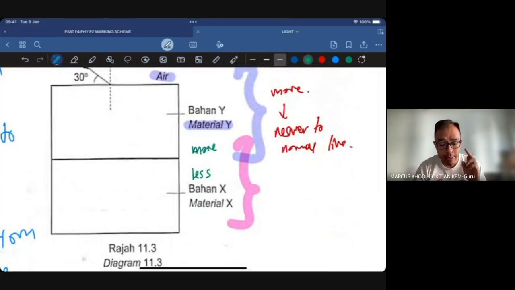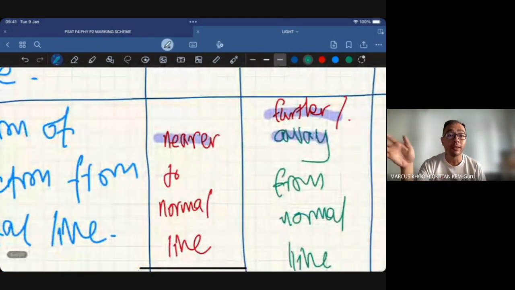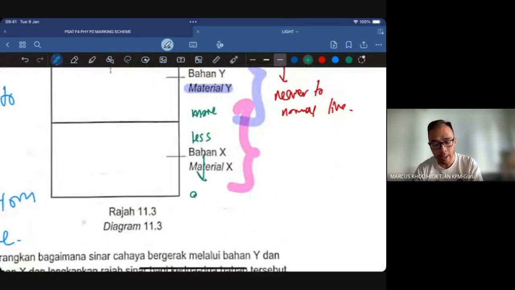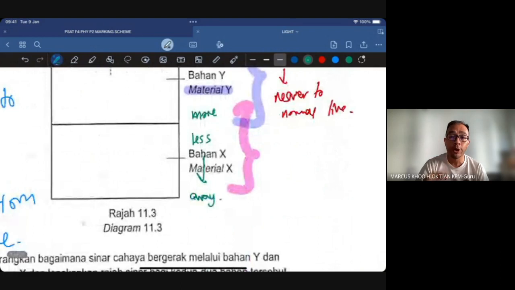And so, since it's going from more to less, take a look at this. More to less means it's going to go further from the normal line, or away from the normal line. Okay, so when you have that in mind, then you know how to write. The red color that I wrote over there is point number 1. The green color I wrote over there is point number 2.